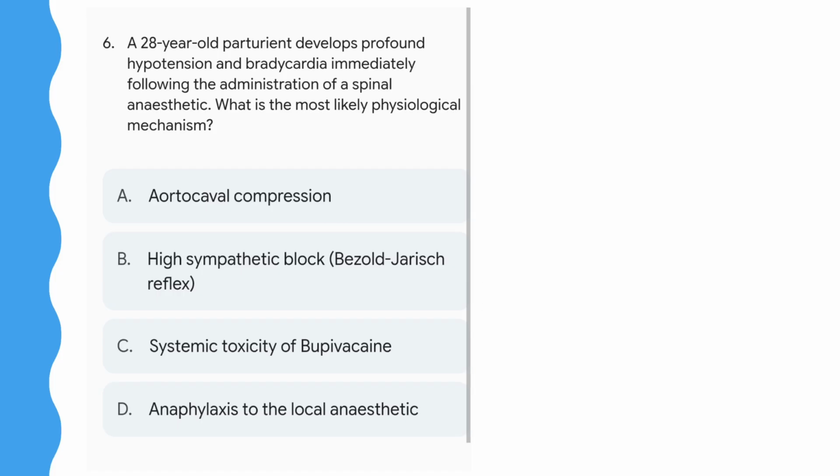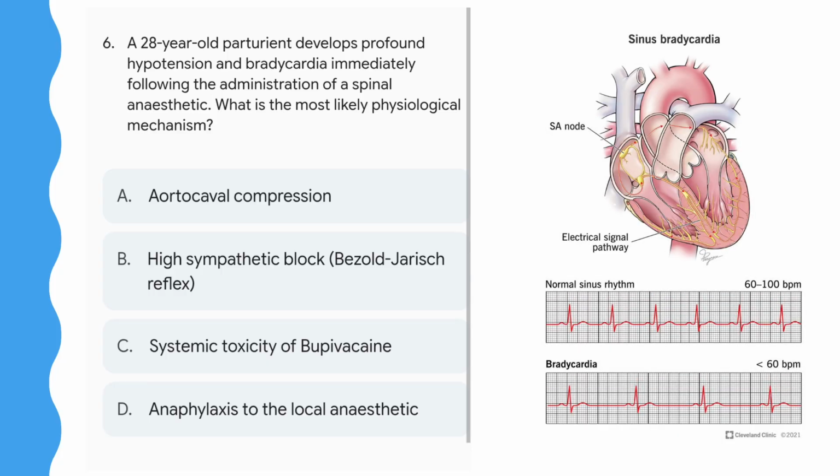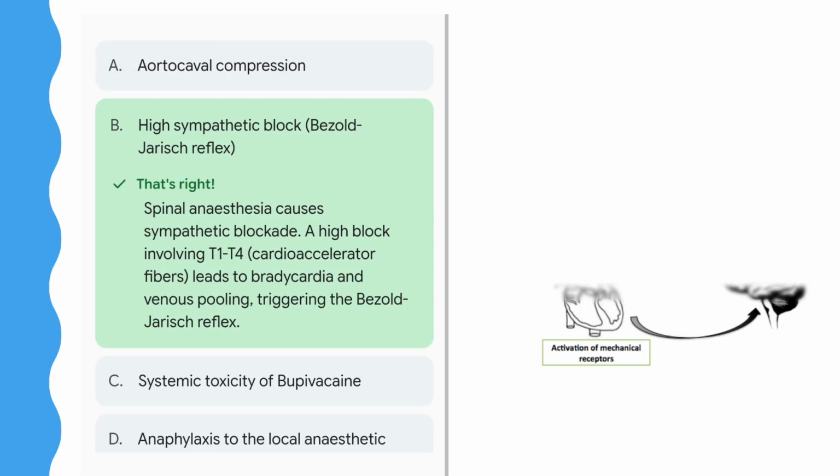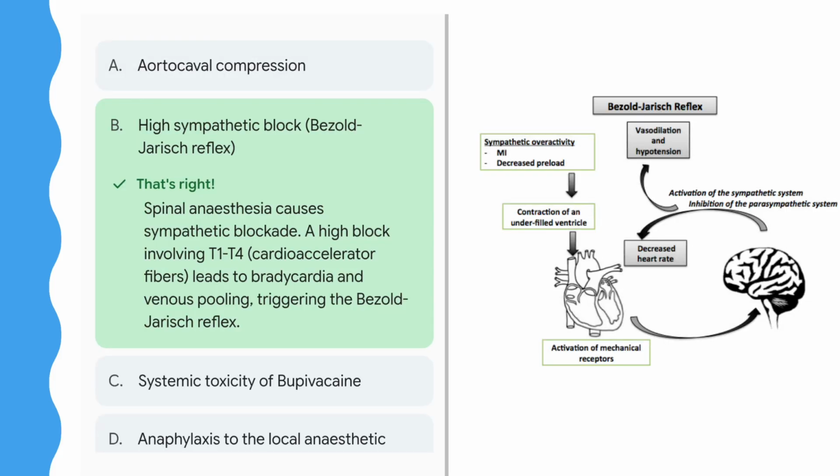Options are: option A, aortocaval compression; option B, high sympathetic block, that is Bezold-Jarisch reflex; option C, systemic toxicity of bupivacaine; option D, anaphylaxis to the local anesthetic. So in this case, the correct answer is option B, high sympathetic block. Spinal anesthesia causes sympathetic blockade, a high block involving T1 to T4, that is the cardio accelerator fibers. It leads to bradycardia and venous pooling, triggering the Bezold-Jarisch reflex.